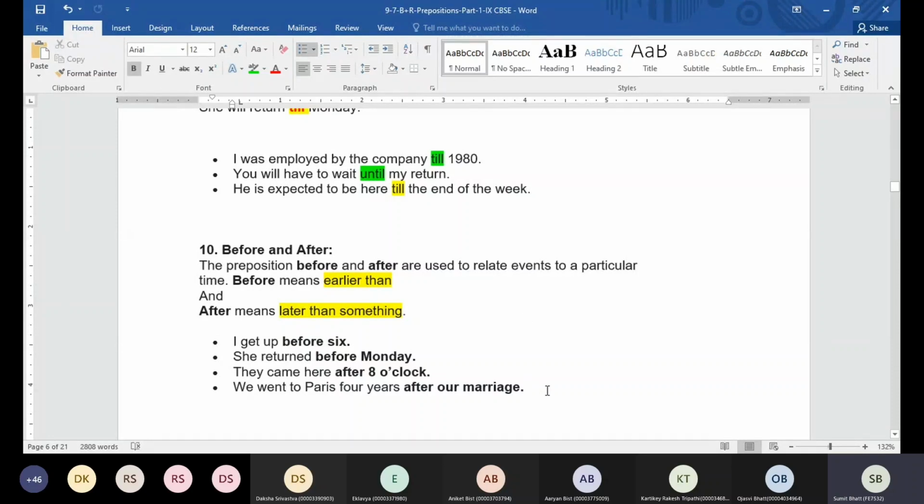Okay, everyone? Any doubt to anyone in terms of these prepositions of time? No doubt?